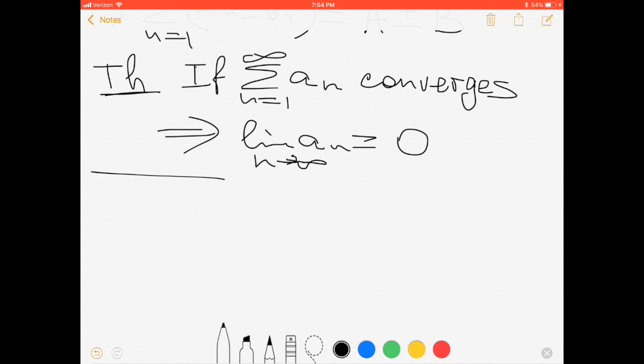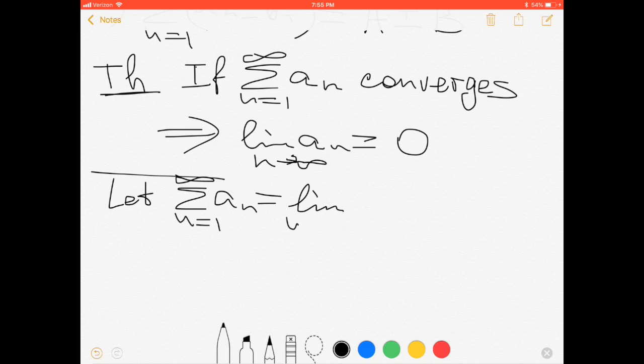Okay, let's prove this theorem. Let's say the series a n from 1 to infinity converges. This means the sum is equal to the limit of the partial sums, and equal some number a, a real number a.